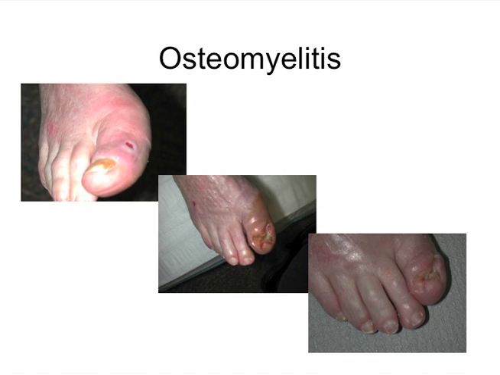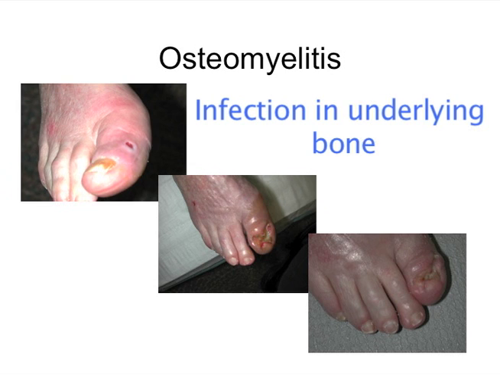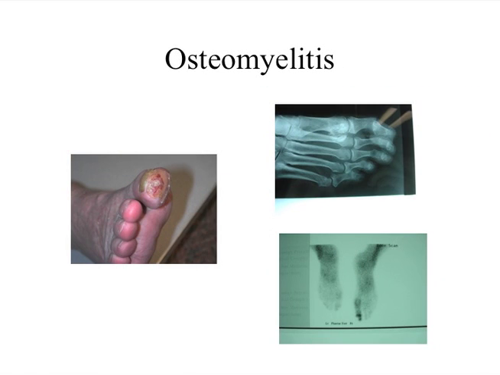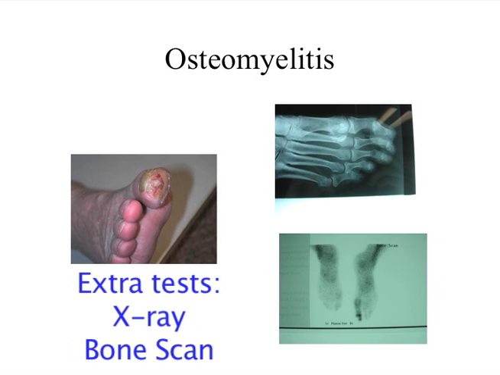Occasionally, non-healing ulcers may be due to a process involving underlying structures. In this picture, we can see 3 patients with ulcers of the first toe due to infection in underlying bone. We call this osteomyelitis, and occasionally the underlying infection can be due to the presence of a foreign body. When an underlying structure may possibly be involved, it's very important to do some extra tests, such as an X-ray of the foot, which will demonstrate both osteomyelitis in its advanced stage and the presence of a foreign body.